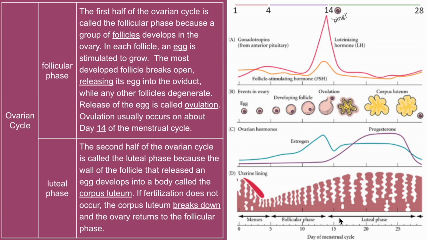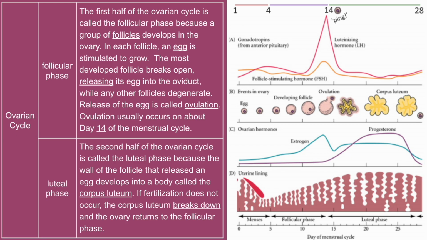Now, the second half of the cycle is called the luteal phase. This is where after ovulation, the follicle becomes what's called the corpus luteum, or the yellow body. It's going to be producing a lot of hormones that we're going to see later, especially if fertilization does occur. But if fertilization doesn't occur, the corpus luteum breaks down and the cycle begins again. The ovary returns to the follicular phase.